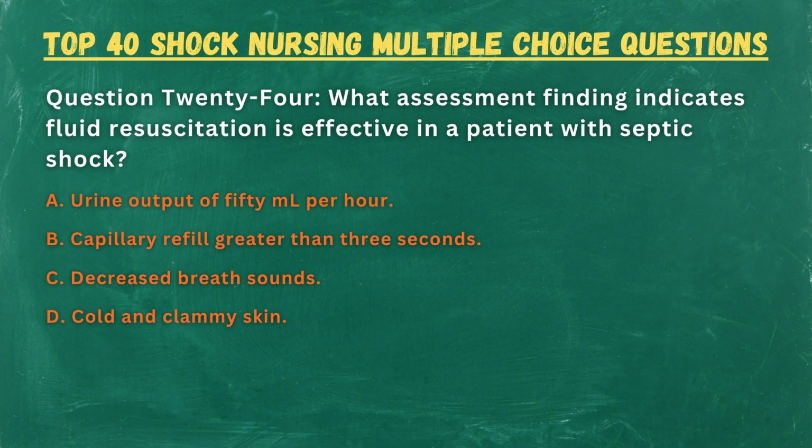Question 24. What assessment finding indicates fluid resuscitation is effective in a patient with septic shock? A. Urine output of 50 ml per hour. B. Capillary refill greater than 3 seconds. C. Decreased breath sounds. D. Cold and clammy skin. Answer: A. Urine output of 50 ml per hour.